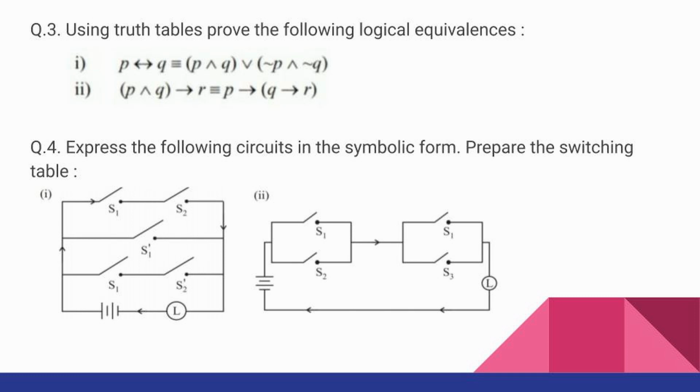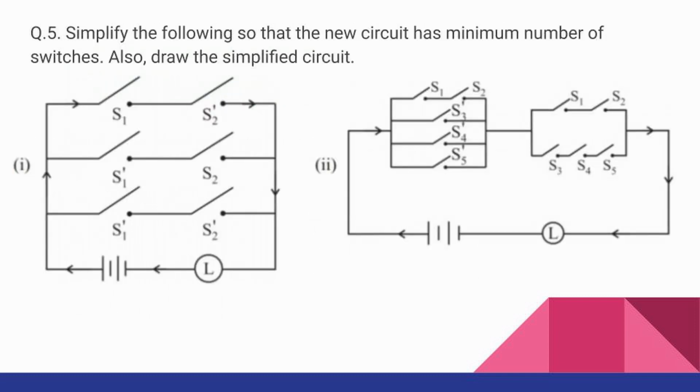In question number 4, you have to express the following circuit in symbolic form and prepare the switching table. And in question number 5, you have to simplify the circuit to get a new circuit having minimum number of switches and draw the simplified circuit.